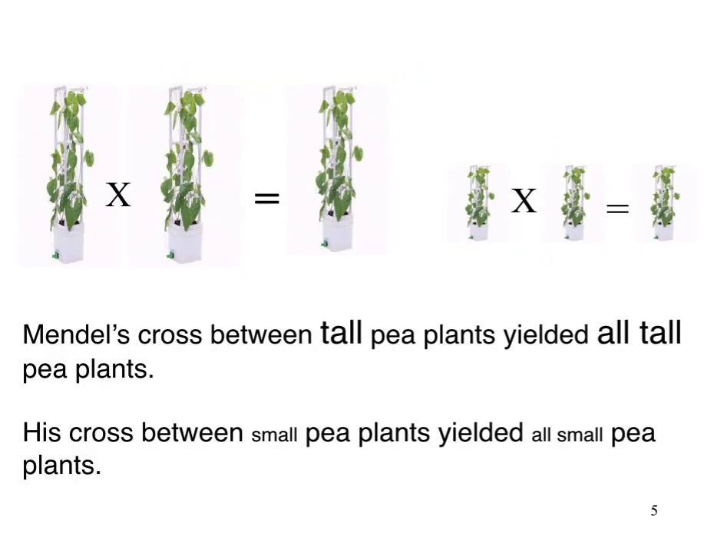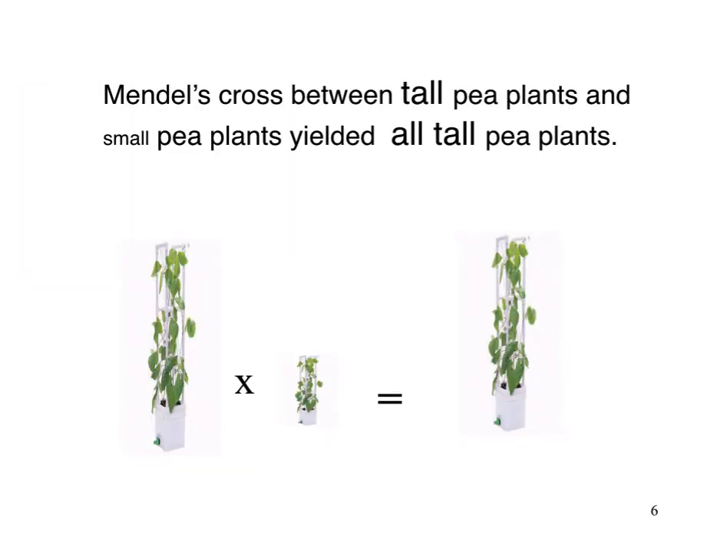Height. So when he fertilized tall pea plants with other tall pea plants, he got all tall pea plants. When he crossed or fertilized small pea plants with other small pea plants, he got all small pea plants. Then, when he crossed tall pea plants and small pea plants, he got all tall pea plants, no small ones.